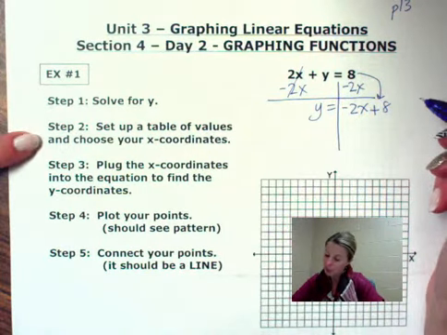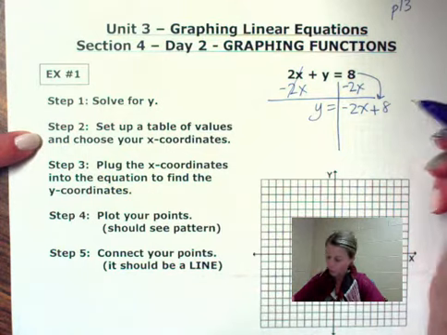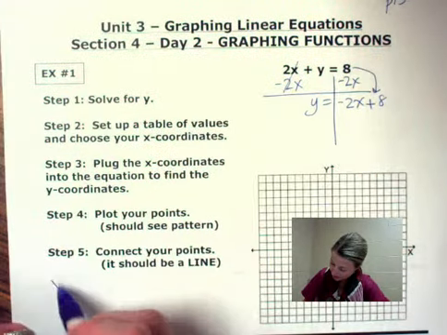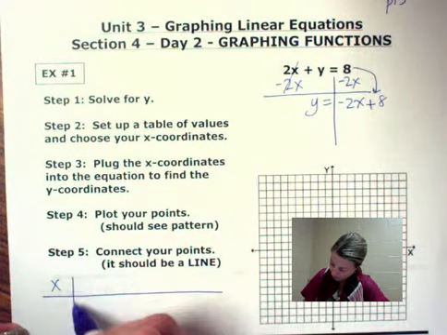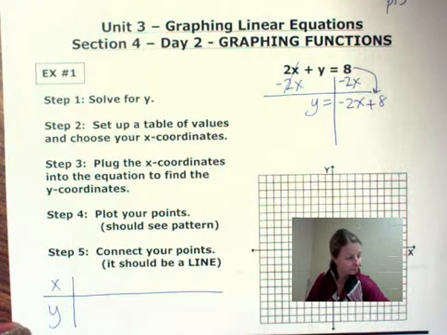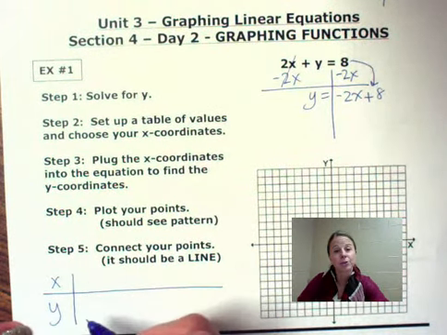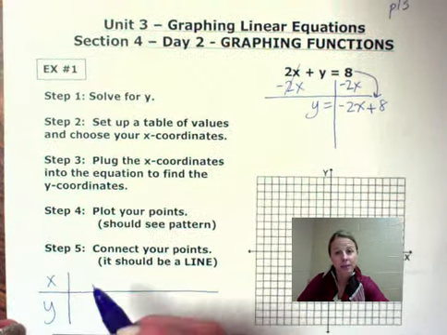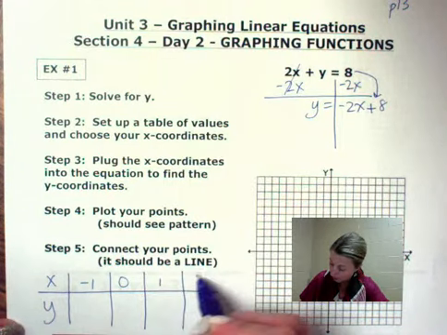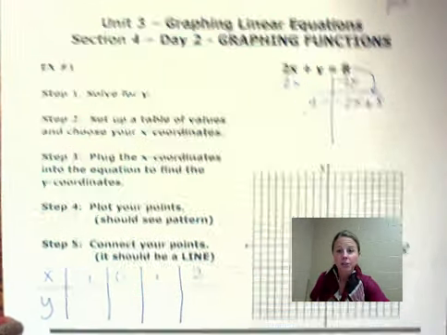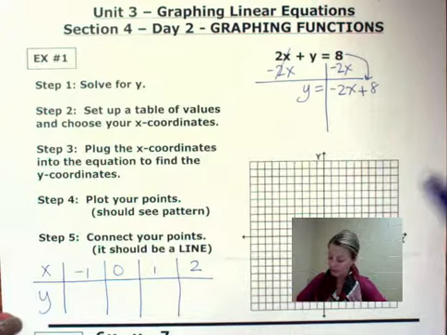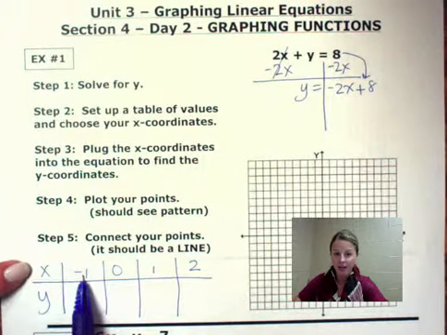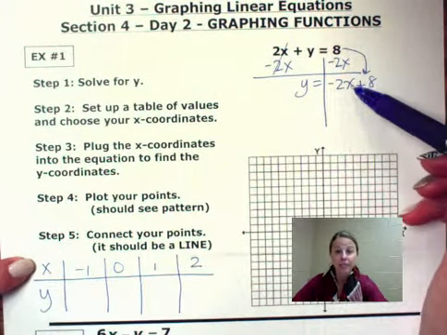Step 2, set up a table of values and choose your x coordinates. So I'm going to put my table down here. And I'm going to go ahead and make it horizontal. I would recommend you choose a negative number and then maybe 0 and then another positive. So maybe a negative 1, 0, 1, and I'm going to choose one more. I'll choose 2. So I need to go ahead and substitute in the value of x into this equation repeatedly.